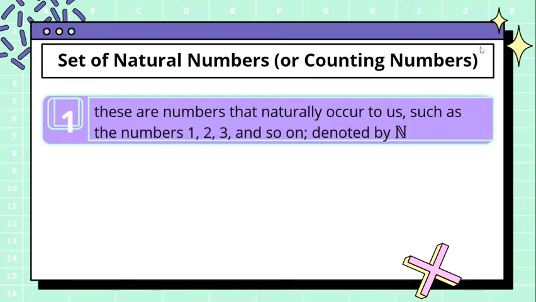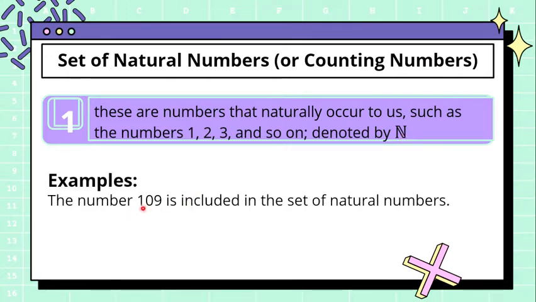These are the numbers that naturally occur to us, such as the numbers 1, 2, 3, and so on. This is also called counting numbers because when we count, we start off with 1, 2, 3, and so on. And this one is denoted by N. Here are the following examples. The number 109 is included in the set of natural numbers. So when we count, we can go to 109. Therefore, it's a natural number.